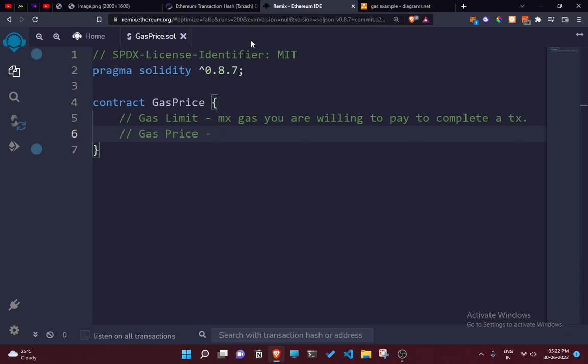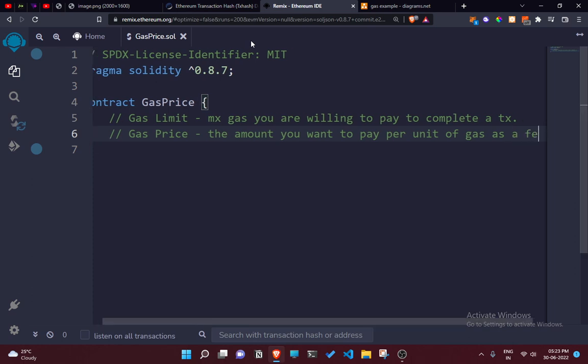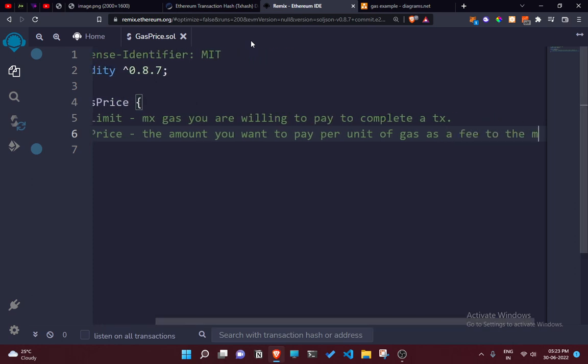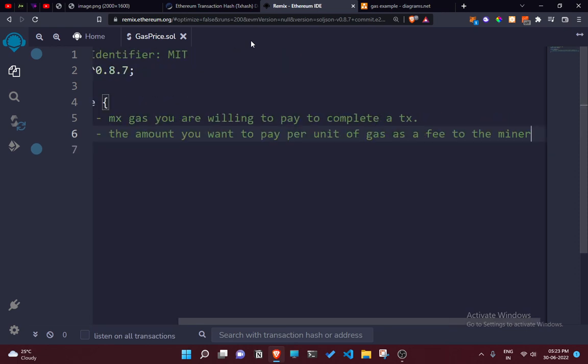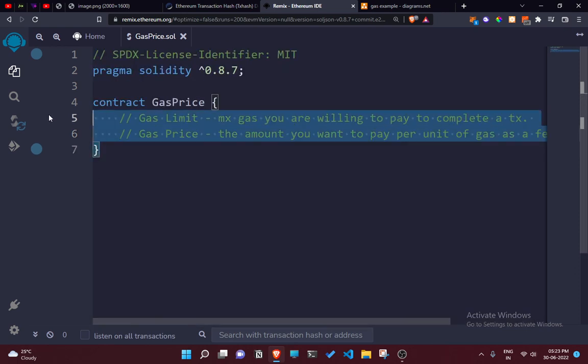So we can say that the gas price is the amount you want to pay per unit of gas as a fee to the miner, right? So that's what both of these terms mean.